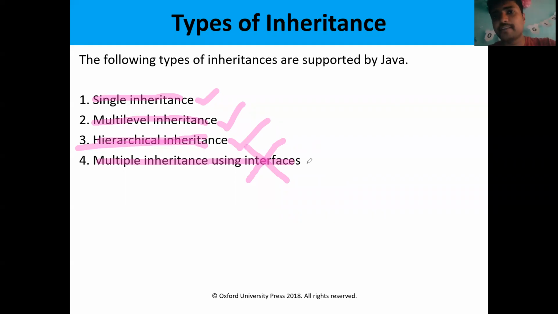Java supports only a single superclass. Only one superclass must be there; we cannot have more than one. So we cannot implement multiple inheritance directly, but we can achieve it to some extent by using interfaces. In general, Java does not support multiple inheritance. Java supports single inheritance, multi-level inheritance, and hierarchical inheritance. Let us see them one by one.